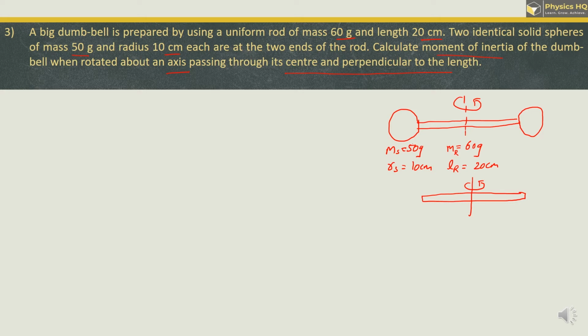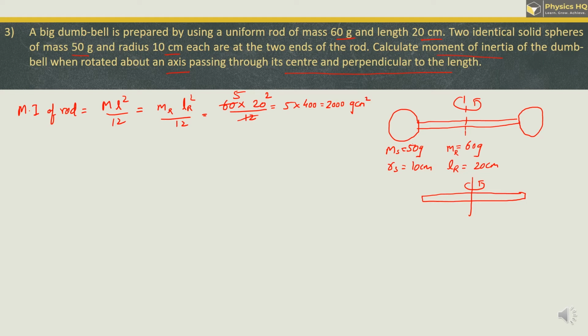Okay, so moment of inertia of rod in this case is given by ml^2/12. So we have mass m, mass of the rod, length of the rod squared divided by 12. Mass we got as 60, length is 20 squared divided by 12. So 12 5s are 60. 20 squared will be 400, which will give us 2000. So we got moment of inertia as 2000 gram centimeter square.